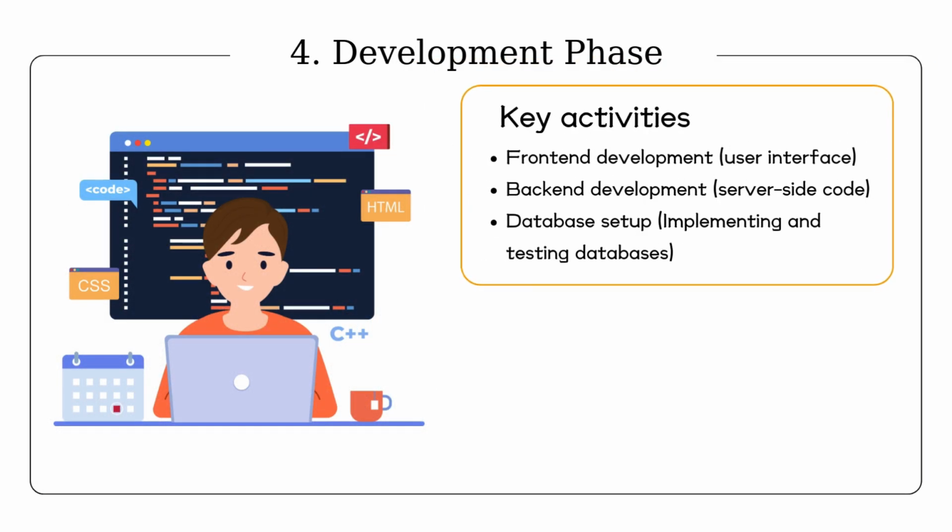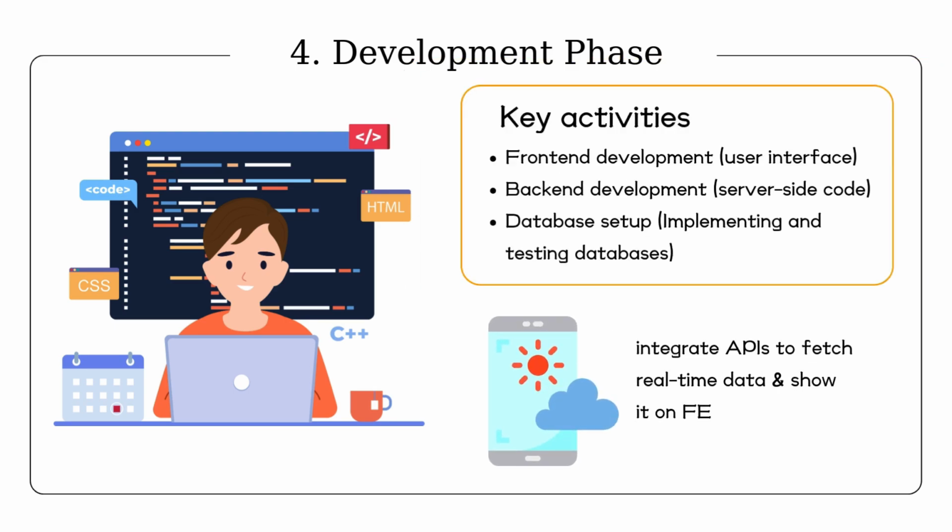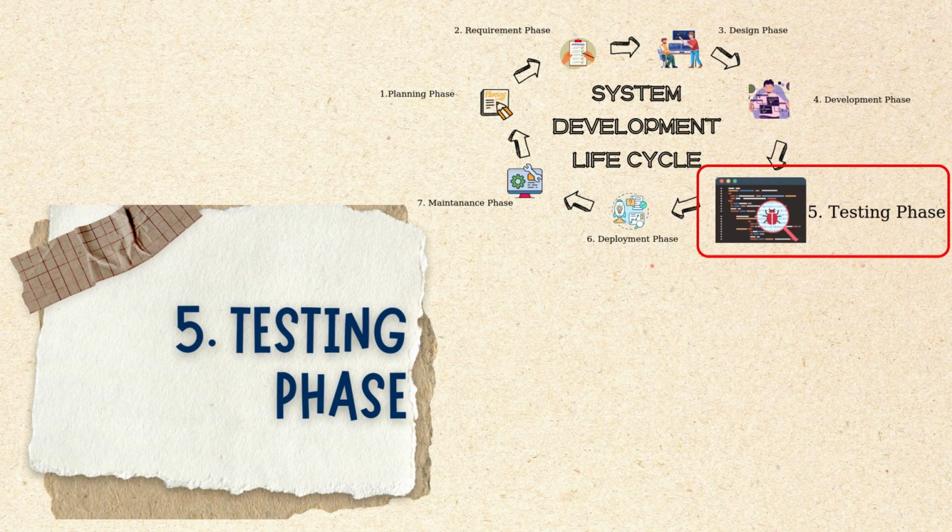Key activities include front-end development to build the user interface using tools like React or Angular, back-end development to write the server-side code using frameworks like Node.js or Django, and database setup to implement and test databases like MySQL or MongoDB. For the weather app, developers might integrate APIs to fetch real-time weather data and display it on the front end. Once development is done, we move to the testing phase.